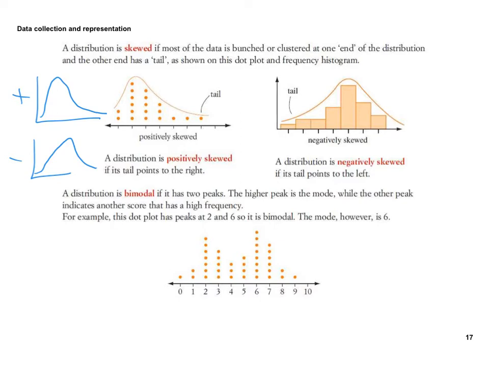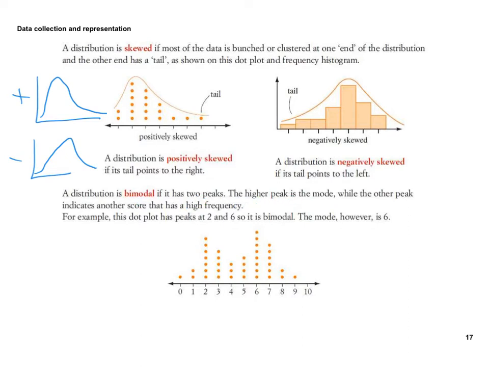So pretty much what that means, if there's more lower scores, it's positively skewed. If there's more higher scores, it's negatively skewed. And the part where there's less scores is your tail as well. So more scores, less scores. Positive, negative. A distribution is bimodal if it has two peaks.